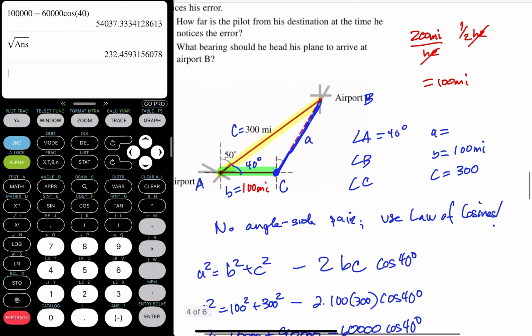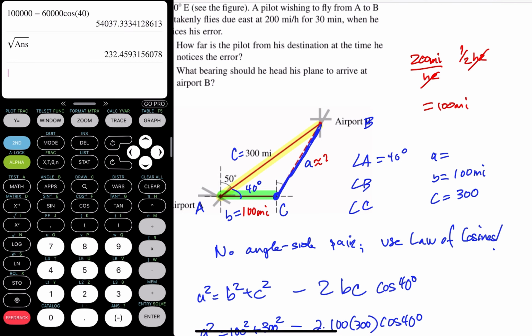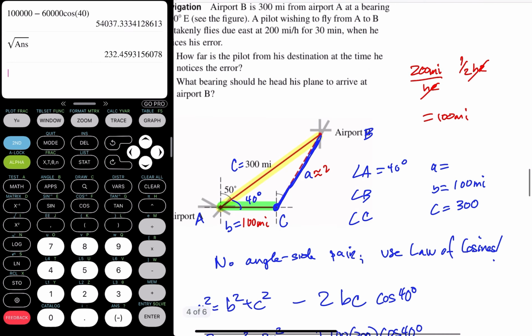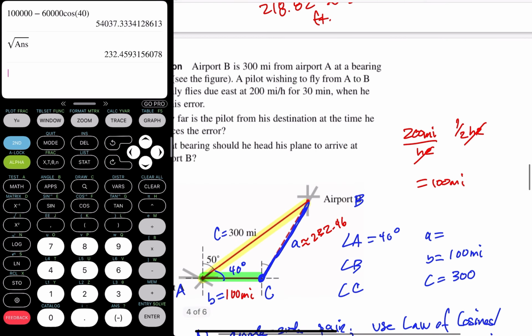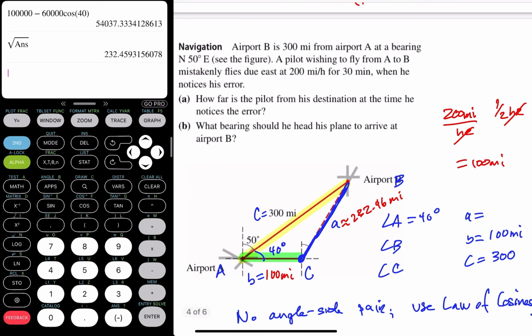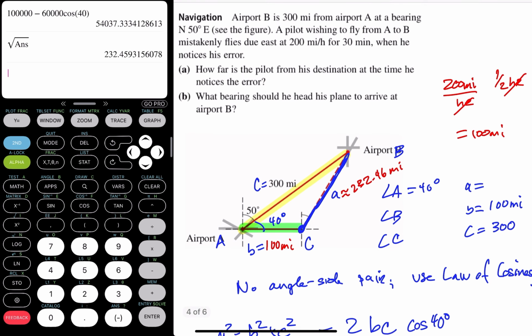miles. So it turns out that he was about 232.46 miles away from where he should be when he realized what the heck was going on. So now it wants to know what bearing should he head. Well, that bearing is going to be this little angle right here.